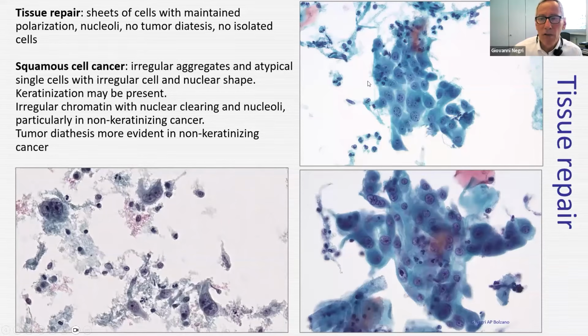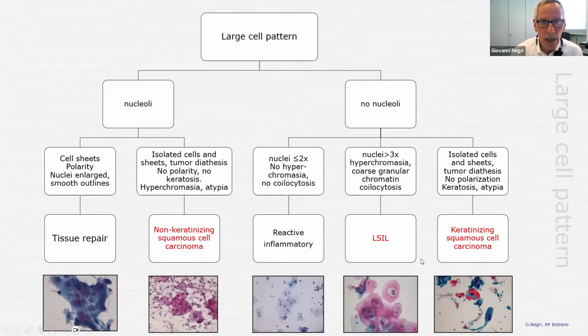In tissue repair, you have sheets, bidimensional sheets of cells, which are cohesive, which are polarized, and the nuclei may be really enlarged. You may have very evident nucleoli, but you have no tumor diathesis in the background, no isolated cells. So actually, the differential diagnosis in most cases is not an issue. And actually, if you think about that, that's all.